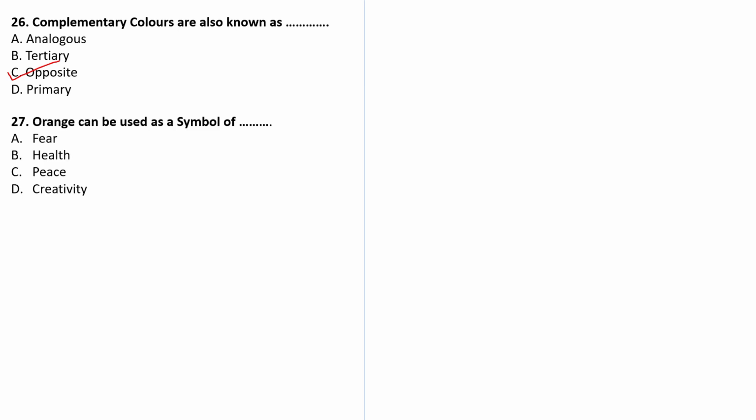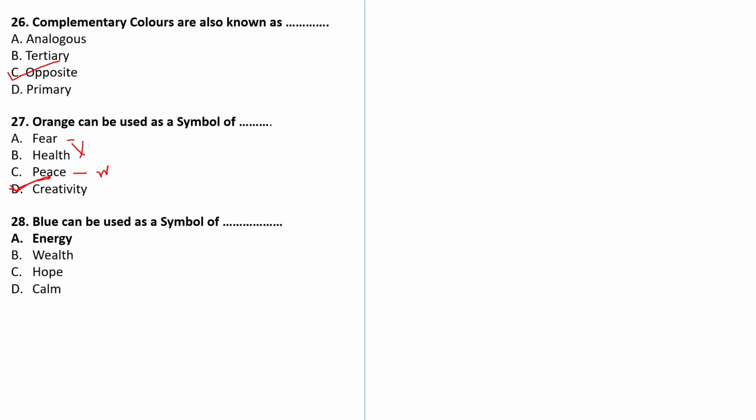Then we have our next question. Orange can be used as a symbol of creativity. Then talking about our question number 28, blue can be used as a symbol of calming energy, right? You have to learn all of them, okay? Keep all of the answers in mind, and you can take notes of all of these questions and please take screenshots and go through them.